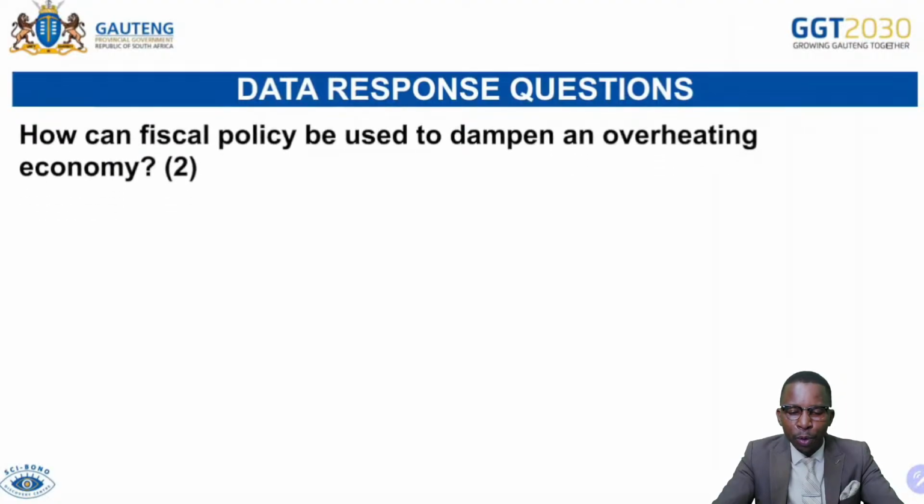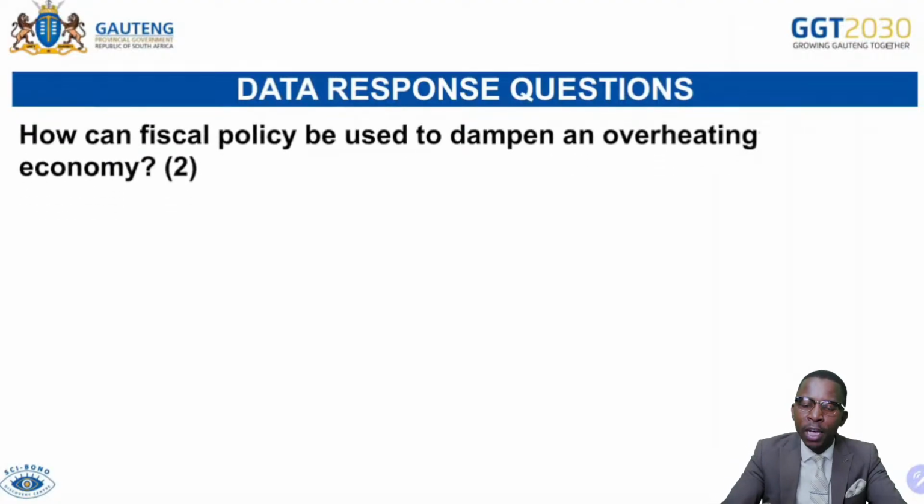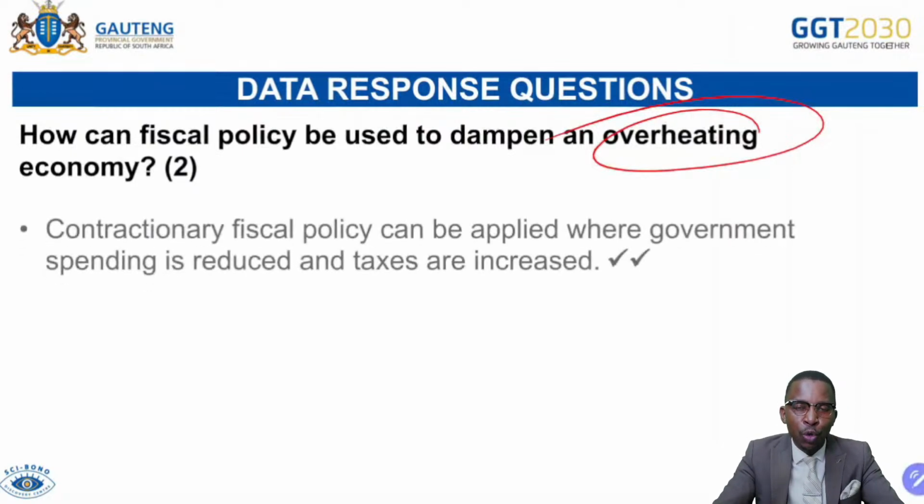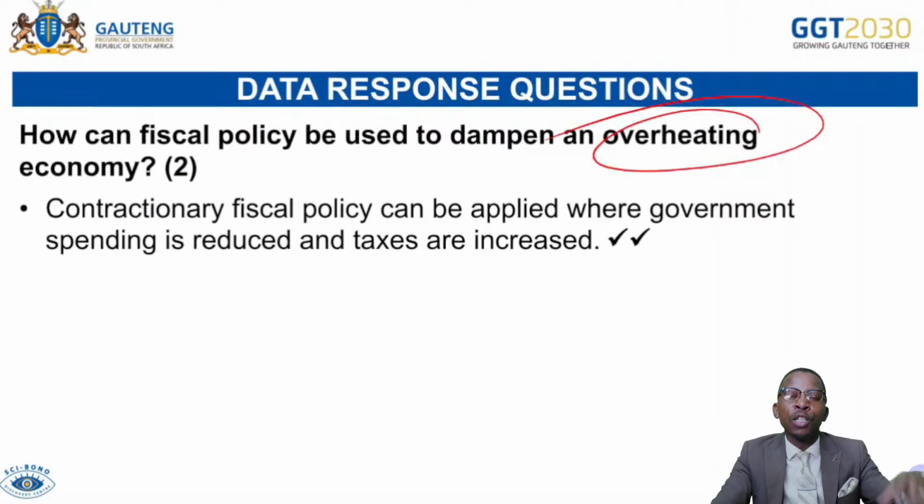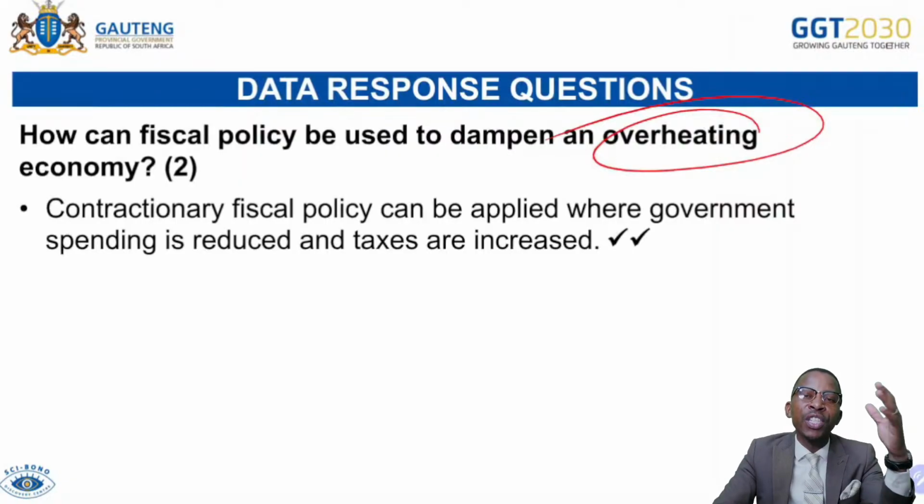How can fiscal policy be used to dampen an overheated economy? If the economy is overheating, that means it's at the peak of prosperity. It is doing too much. Why am I saying it's overheating? It's overheating because there is more money chasing few goods.